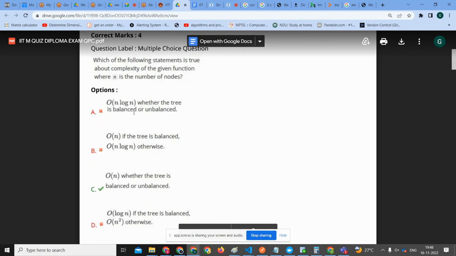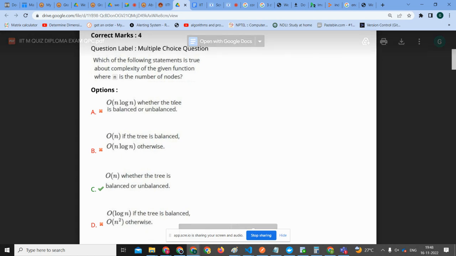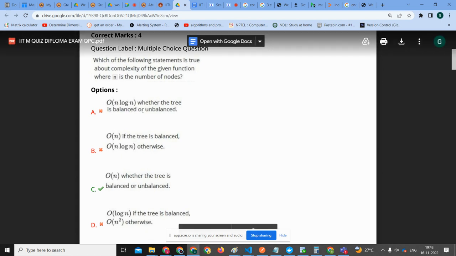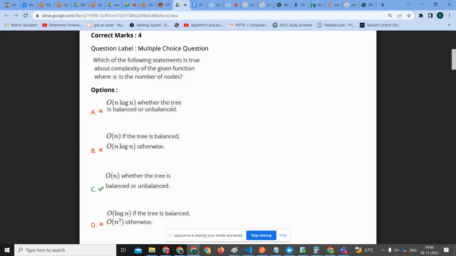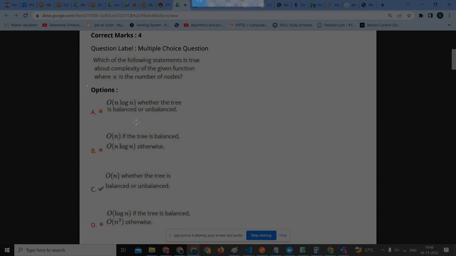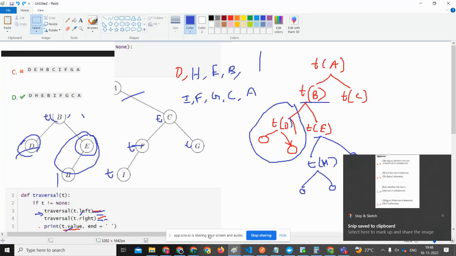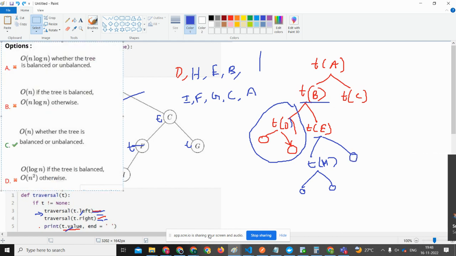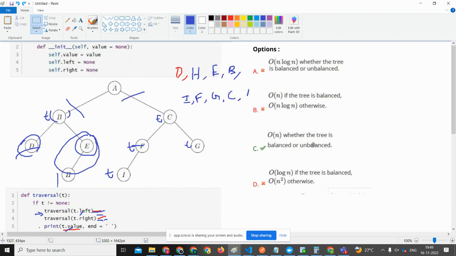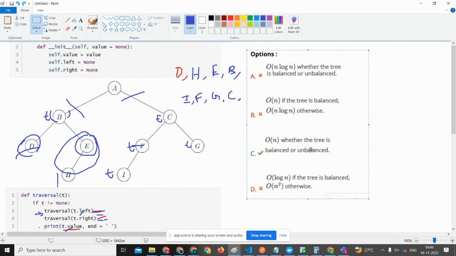So the following statement is true about the complexity. What are the options? O of n log n whether the tree is balanced or unbalanced. O of n if the tree is balanced, O of n log n otherwise. O of n whether the tree is balanced or unbalanced. O of n log n.